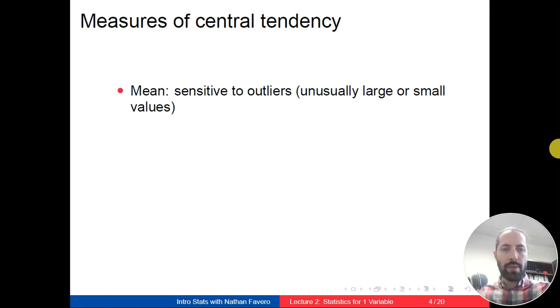So one thing to know about the mean or the average is that it can be very sensitive to outliers. Outliers is a word that just refers to unusually large or unusually small values. And there's not a clear definition of exactly when something counts as an outlier or when it doesn't.